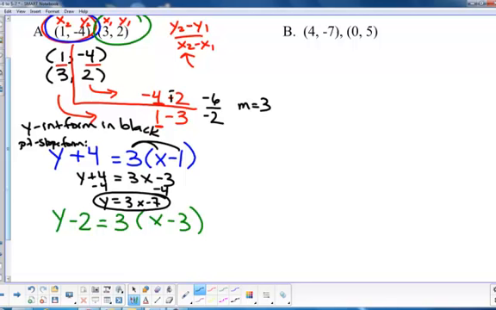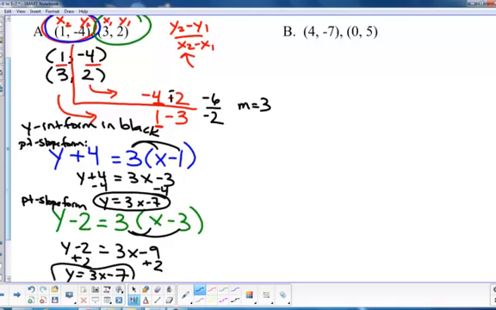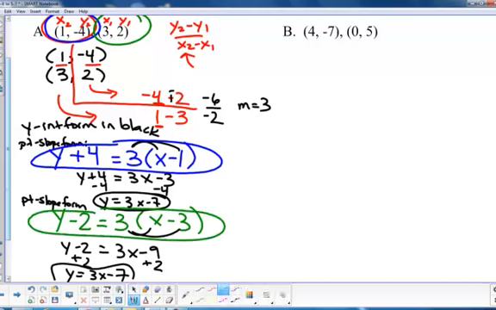Let's do the same exact thing with my green point slope form. So y minus 2 equals 3x minus 9. And as I add 2, y equals 3x minus 7. Check that out. So my blue is the same exact thing as my green, which is the same exact thing as my black y-intercept form. All 3 of those equations are the same.